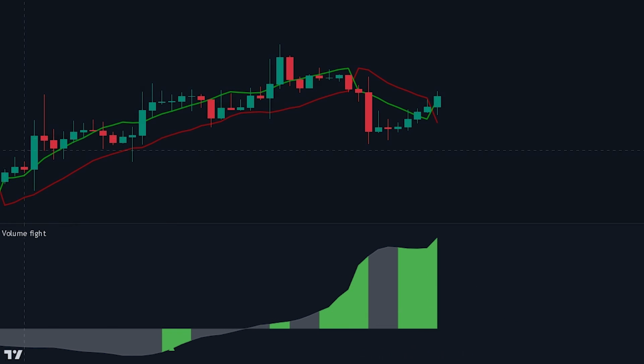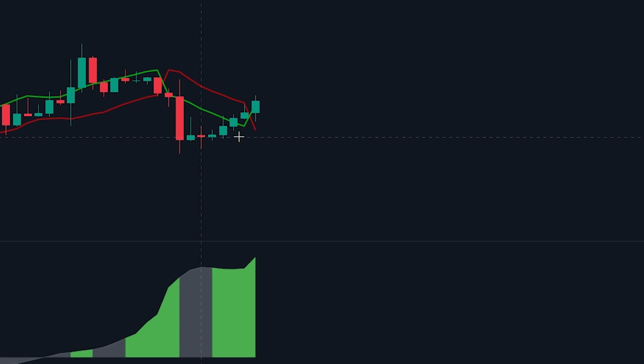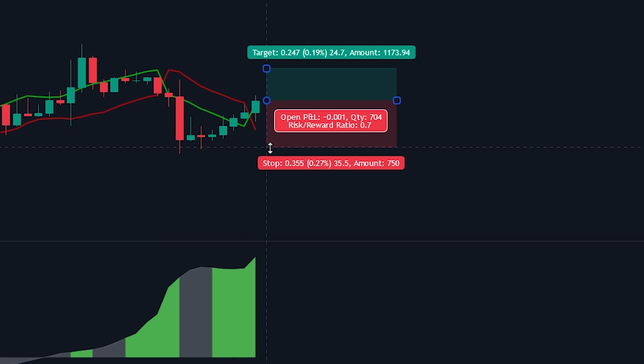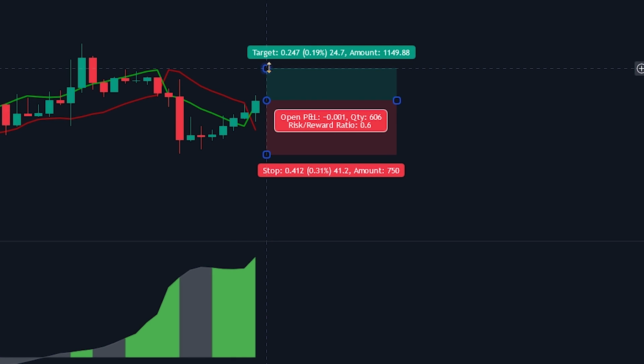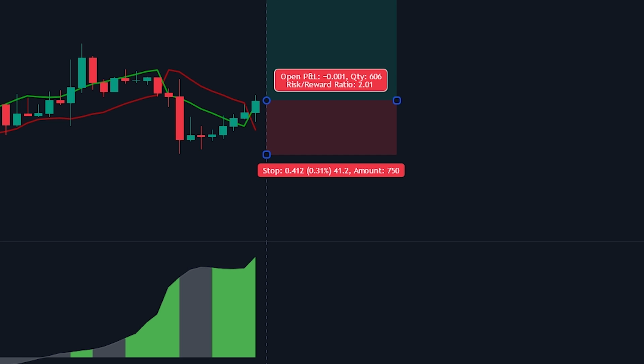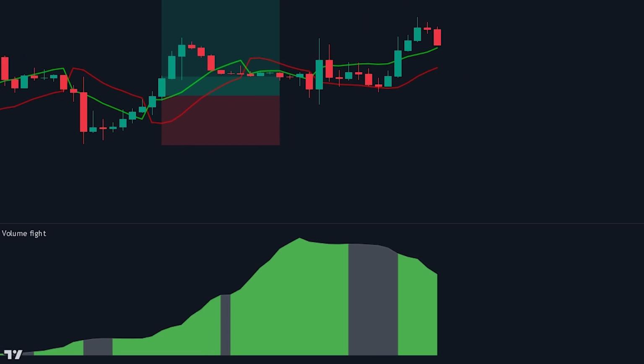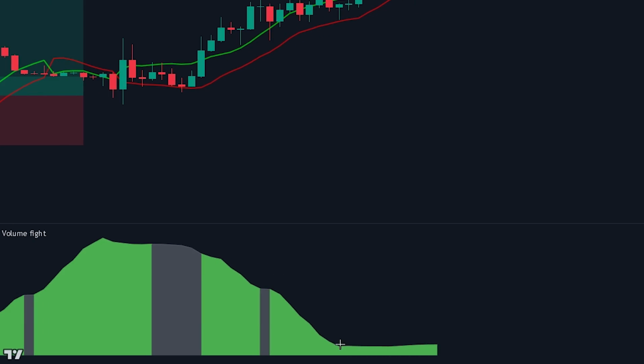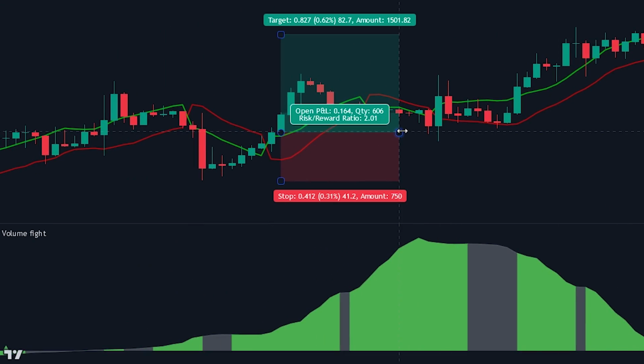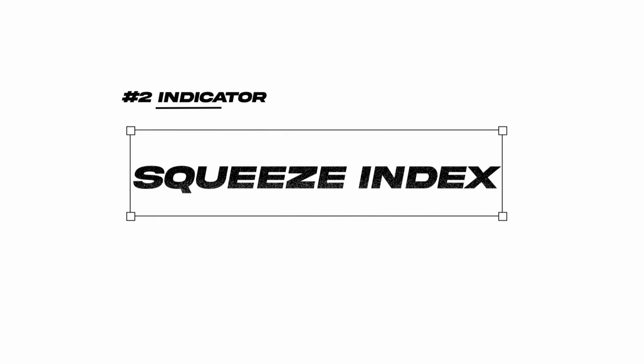So let's enter into the buy position. We will be placing the stop loss at the recent swing low. For the take profit, we will be targeting a 2 times risk to reward ratio. As you can see, it was good that we were able to avoid the sell signal and instead enter into a buy position due to the volume fight indicator. The volume indicator in second place is the squeeze index indicator by Lux Algo.